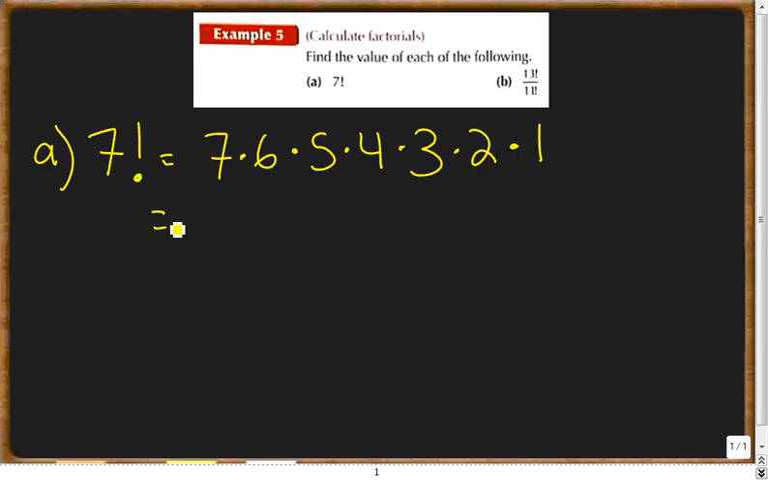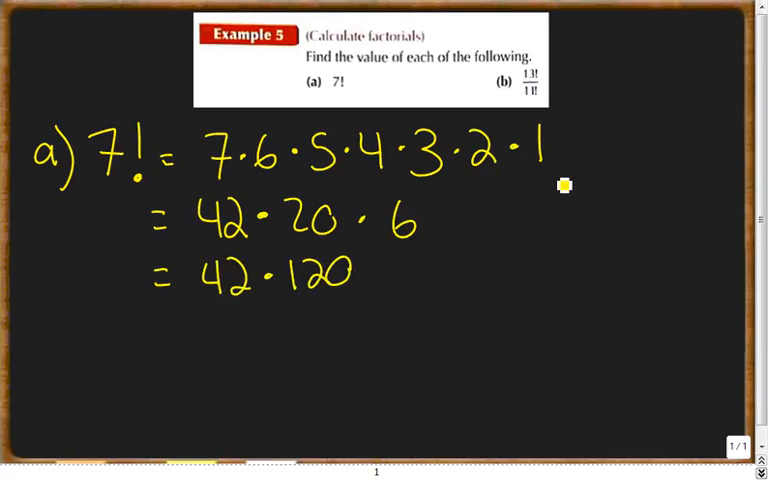If you're going to do it by hand, I would suggest grouping. Multiply little numbers together. So like 7 times 6 is 42. 5 times 4 is 20. And 3 times 2 is 6. You can then continuously move down. So you've got 42 times 120. And if you can't do that by hand or just in your head, you can always do long multiplication or use your calculator.